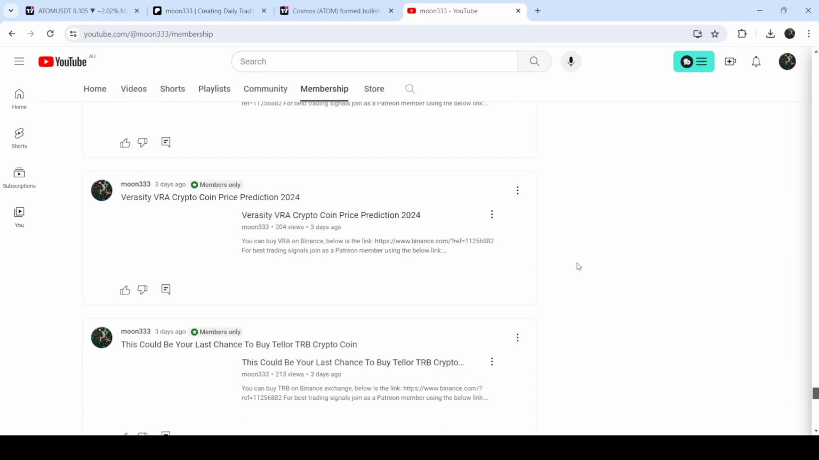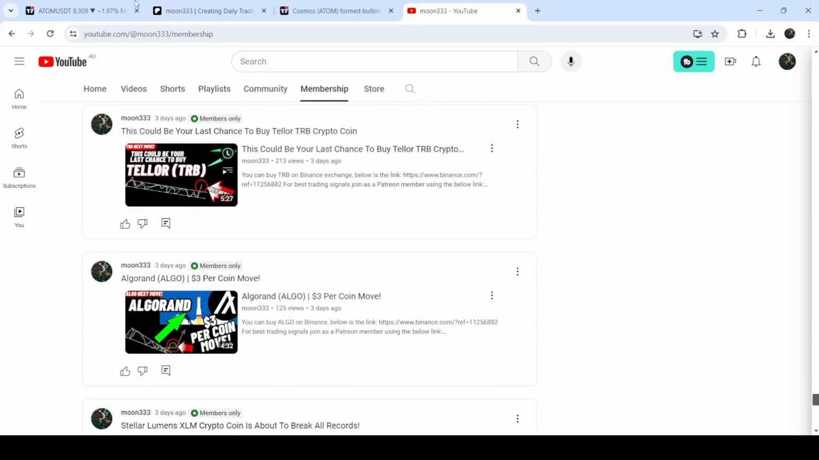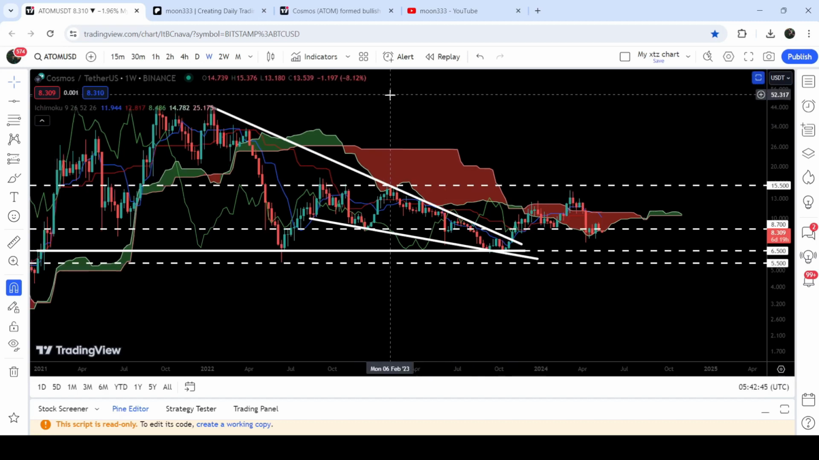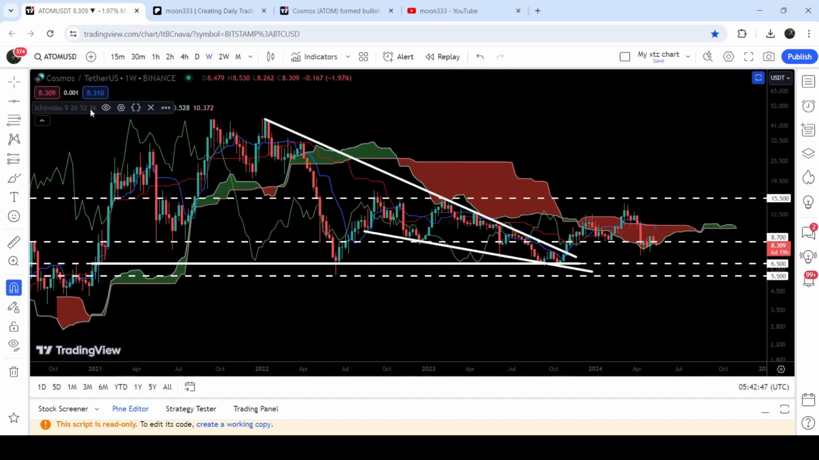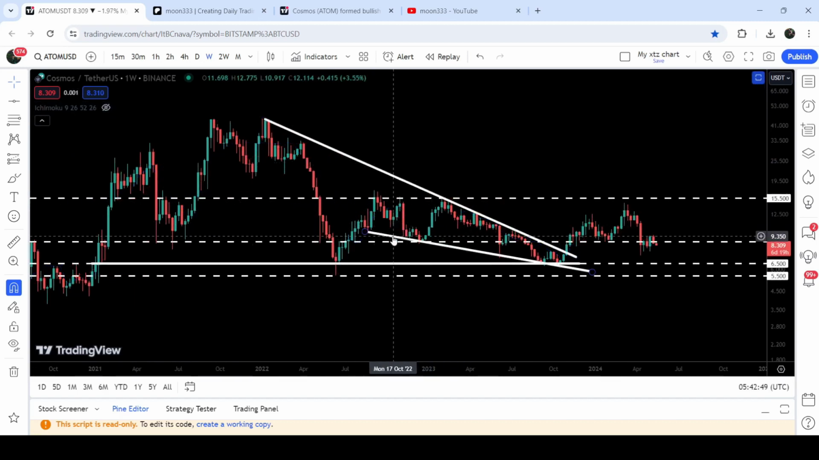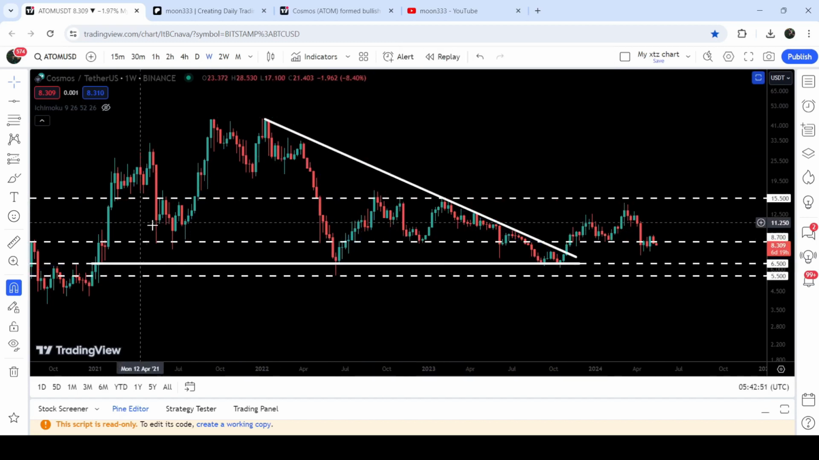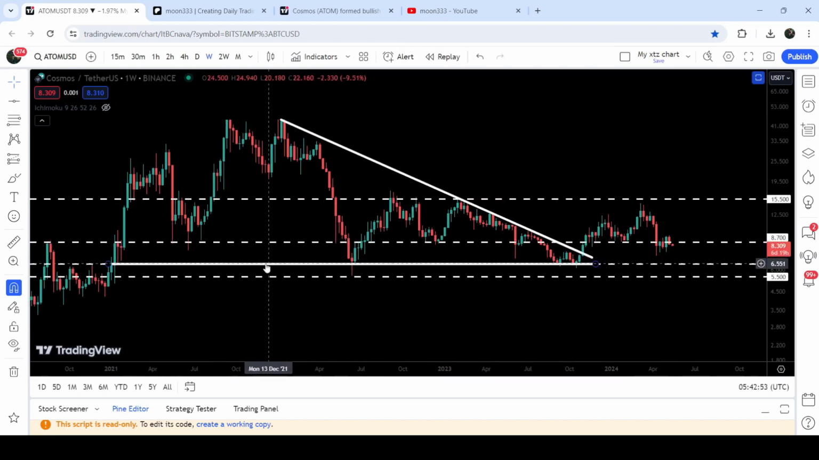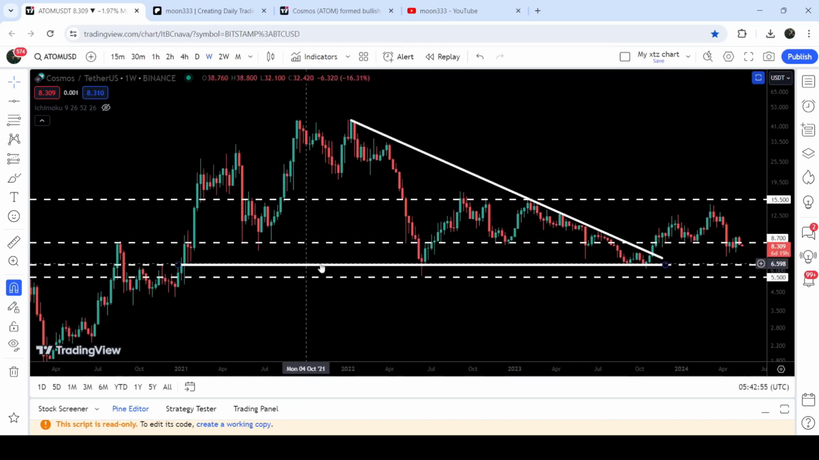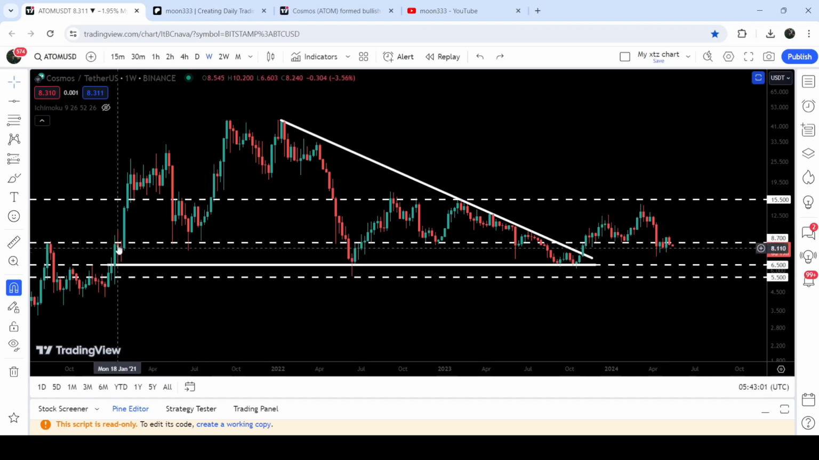Now let me take you to the live chart of Atom Coin. And this is the weekly time frame chart. And here you can see that the price line was moving inside this very big descending triangle. By the way, this support of the triangle was previously broken as a resistance here, and now after the breakout, it has flipped into a support. We have tested the support here, and several times here as well.